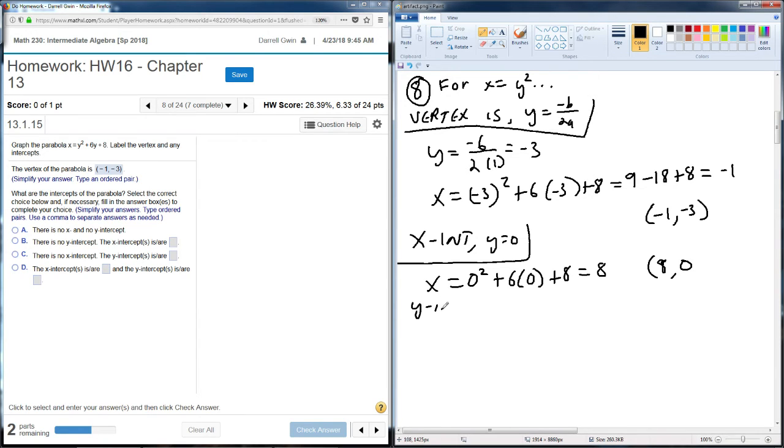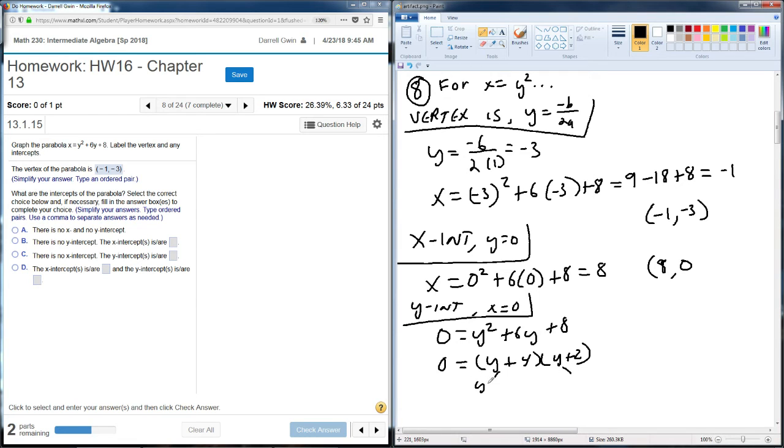The y-intercept means the x equals 0. 0 equals y squared plus 6y plus 8, which means we can factor this: y plus 4 and y plus 2. Zero product rule: y plus 4 equals 0, y plus 2 equals 0, so y equals negative 4, y equals negative 2. That gives me 0, negative 4, and 0, negative 2 for the intercepts.